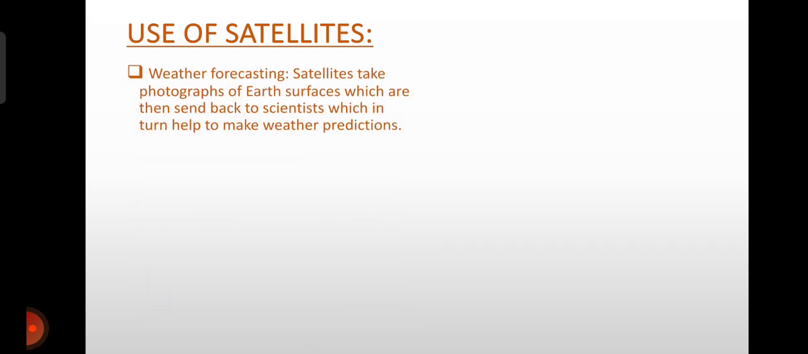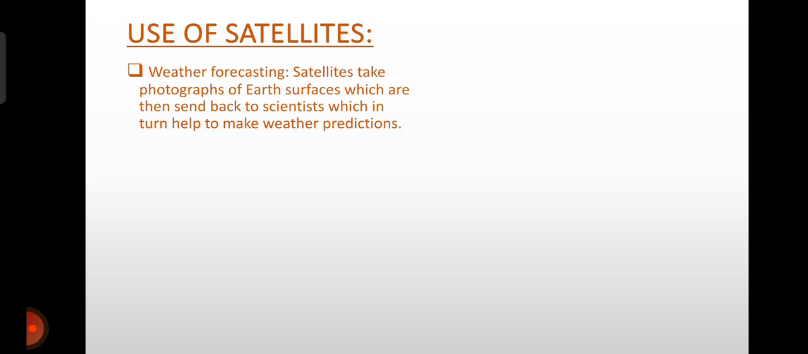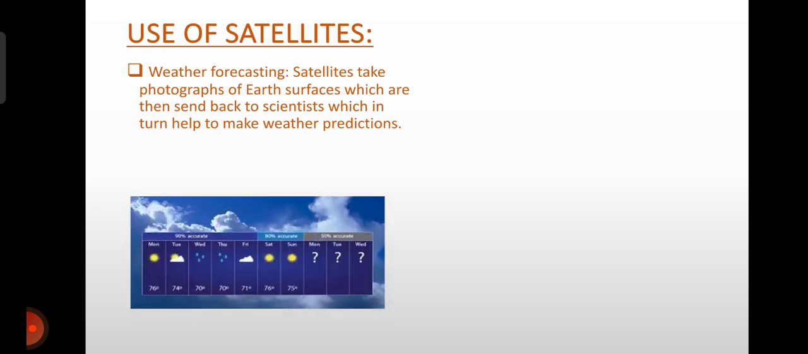Now we will study about uses of satellites. First use is weather forecasting. Satellites take photographs of the Earth's surface which are then sent back to the scientists. Scientists study them and make weather predictions.